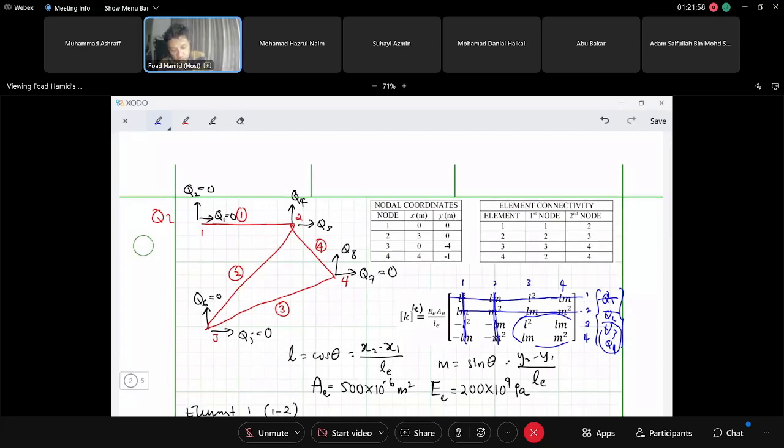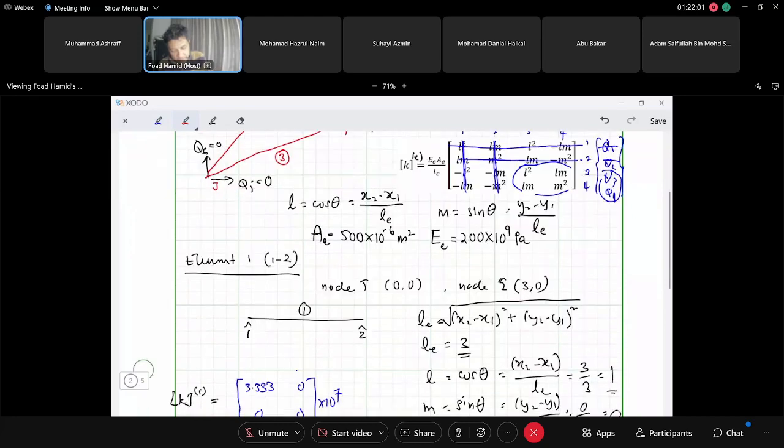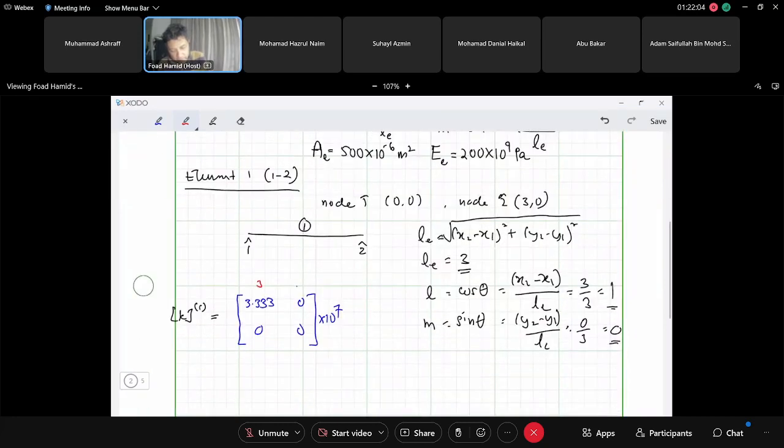So this is 3 and 4, and basically this is row 3 and row 4. I normally omit this 3 and 4 because I'm so used to this, so maybe you might want to include the row numbers and the column numbers. But for me, it doesn't matter. Note this is reduced because of our BC. BC is that Q1 equals Q2 equals 0. So that is element number 1.